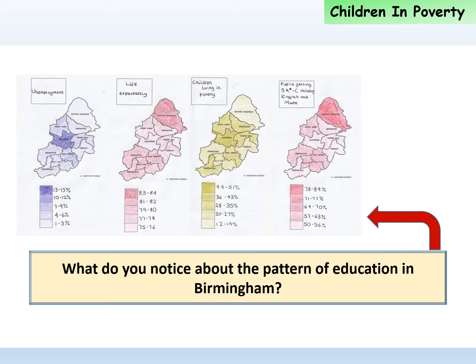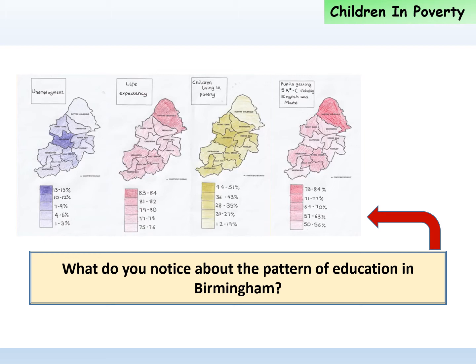Is there a link that we can say, right, the exam results aren't very good. Can we link that with unemployment? Can we link that with life expectancy? Can we link that with children in poverty? So you should now pause the video and spend a bit of time thinking about how you can link these maps together, and then resume the video when you think that you've worked out a link between them.